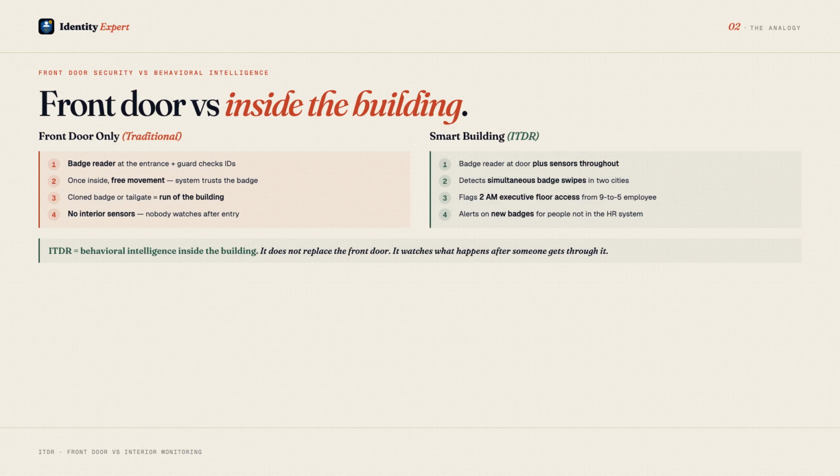Now imagine a smarter building, which is how ITDR works. Yes, the badge reader is still at the front door, but there are also sensors throughout the building. The system notices when someone who badged in at the ground floor lobby is simultaneously accessing a server room on the 5th floor of a building across town. It detects when an employee who normally works 9 to 5 suddenly starts accessing the executive floor at 2 a.m. It flags when someone creates 3 new badges for people who do not appear in the HR system. The front door security, that is your firewall, your MFA, your traditional IAM stack. ITDR is the behavioral intelligence layer inside the building. It does not replace the front door. It watches what happens after someone gets through it.